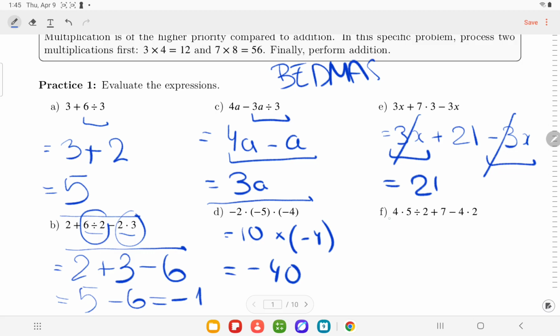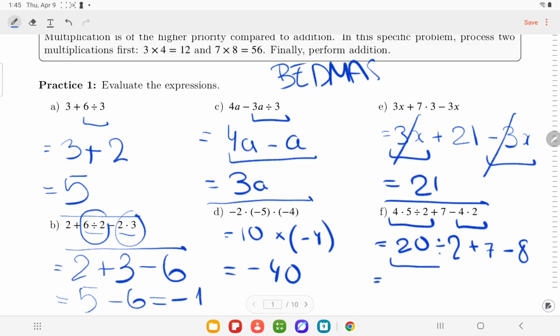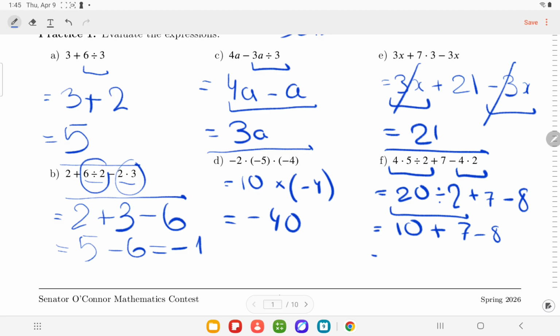F is a little bit trickier because here we have multiplication and division, but we're going to go from left to right. So we're going to start with 4 times 5, which is 20, and we're going to keep divided by 2, plus 7 minus, and then we can multiply these together, so minus 8. And now we divide here. And then since we're only left with addition and subtraction, we're going to go from left to right once again. So we end up with 17 minus 8, which is 9.